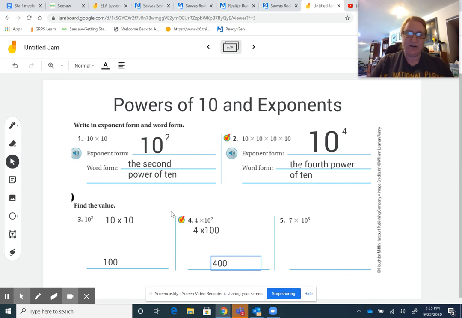Then for the next one, number 5, we have 10 to the third power. So 10 to the third power is like 10 times 10 times 10.